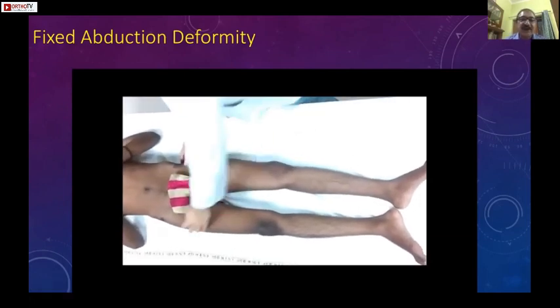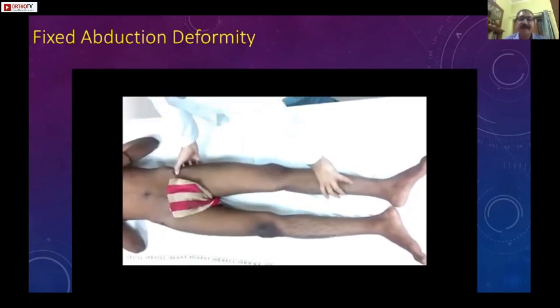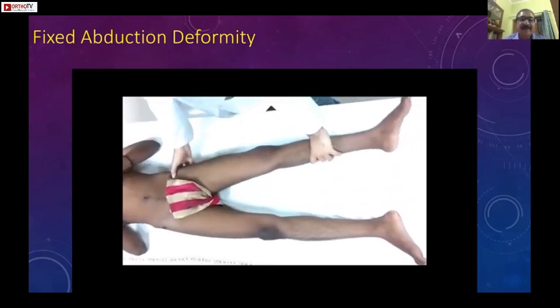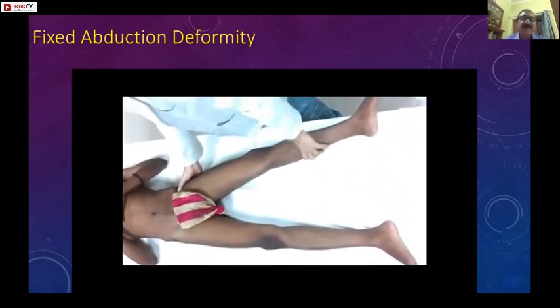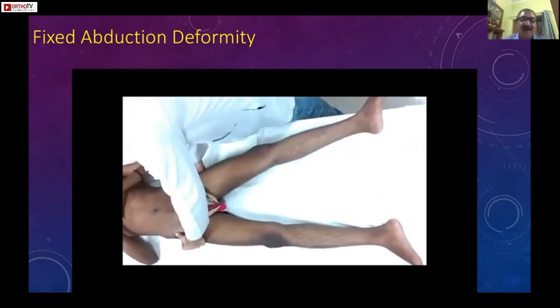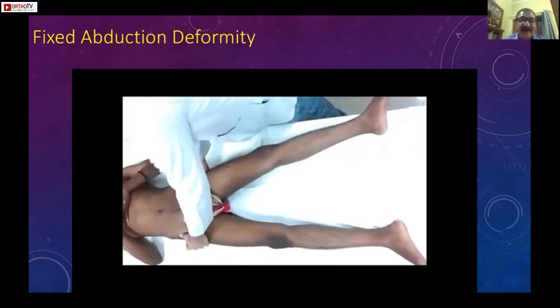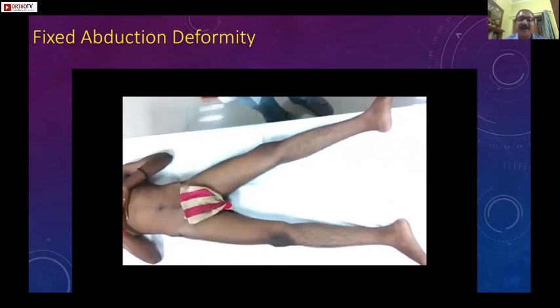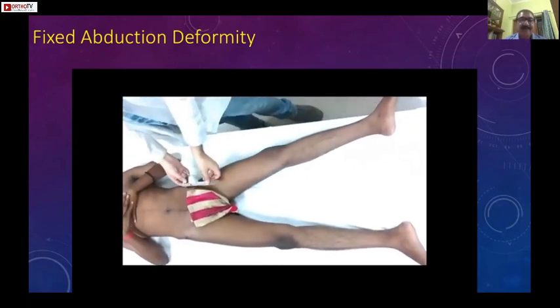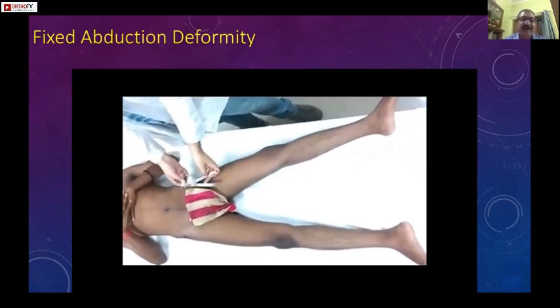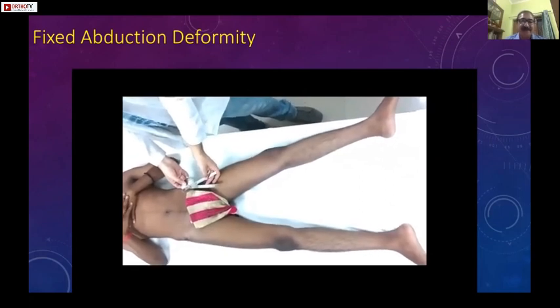Now this patient has got an adduction deformity on the left side. The deformity is unmasked. The anterior superior iliac spine was at a lower level. The limb is abducted till the two anterior superior iliac spines become square. And then the amount of deformity can be measured.